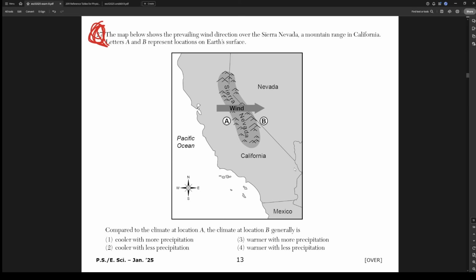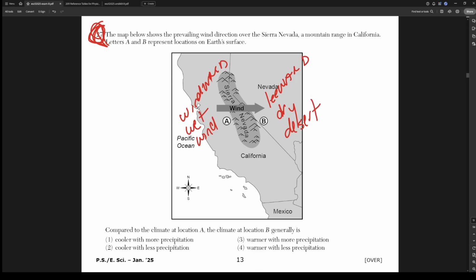So let's see. At A, we've got our windward and leeward side. So there's our mountain range. This is the windward side. This is the leeward side. So this is the dry side, and this is the wet side. This is the side with the wind. This is the side with like the desert.